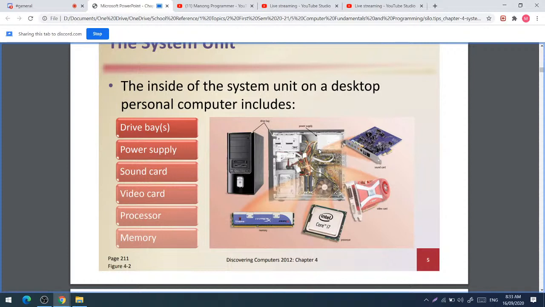So, we also have the sound card, the video card, processor, and the memory. Sound card, it enhances the sound of our computer. And video card, it enhances the video in our computer. Ito ngayon yung nauuso sa Facebook na bibili daw ng video card, yung ipapalit yung kidney para sa video card. Then we also have the processor and the memory. Processor or CPU is considered as the brain of the computer, and the memory is considered as the working table of the computer.